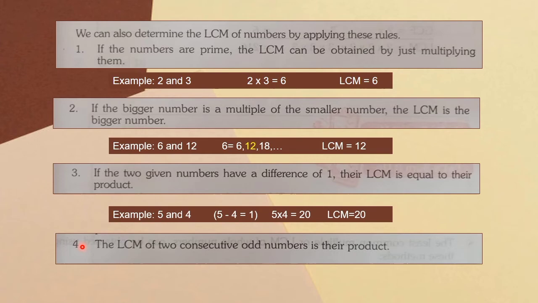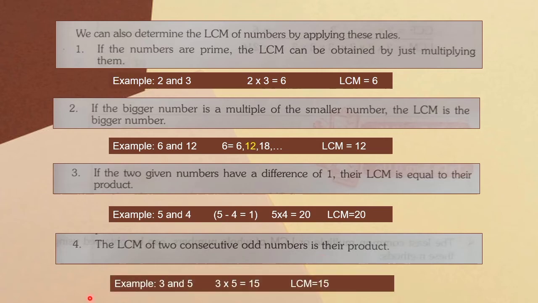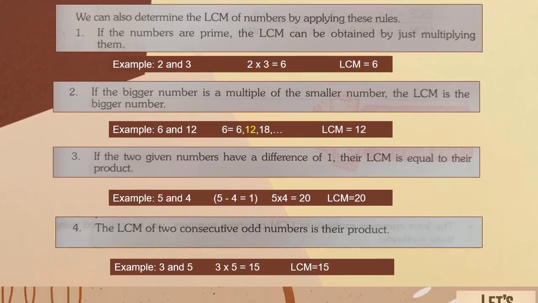Rule number 4. The LCM of two consecutive odd numbers is their product. Example, 3 and 5 are two consecutive odd numbers. Let's multiply 3 and 5, and the product is 15. Therefore, the LCM of 3 and 5 is 15.